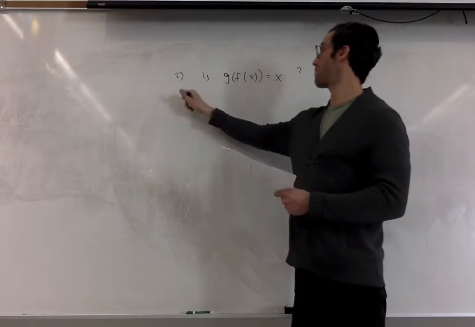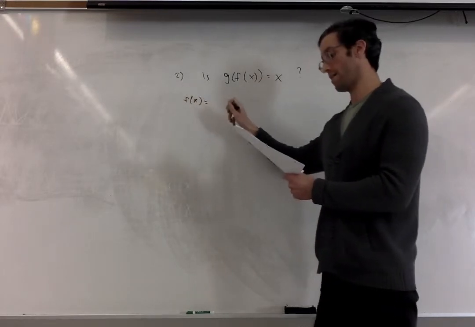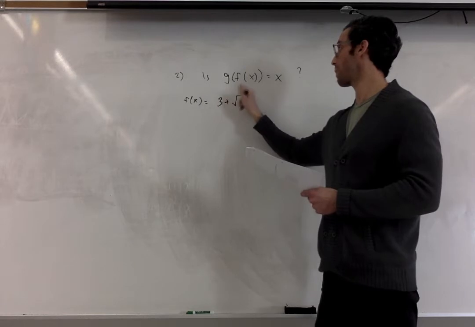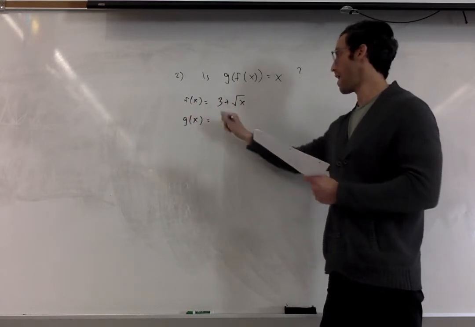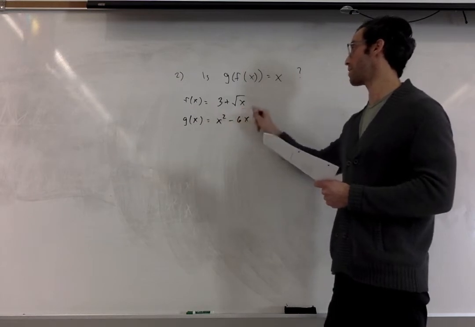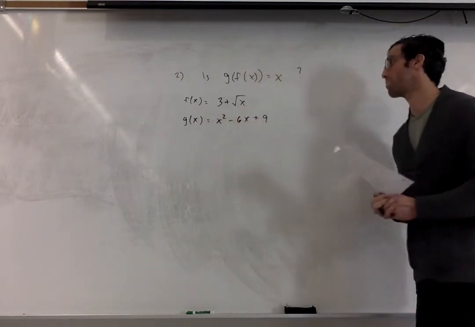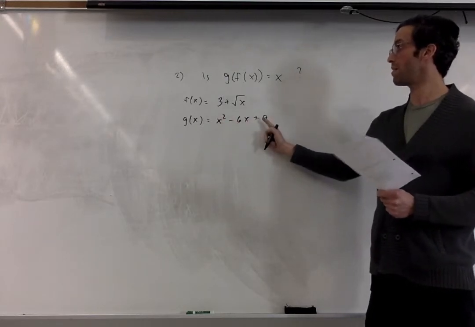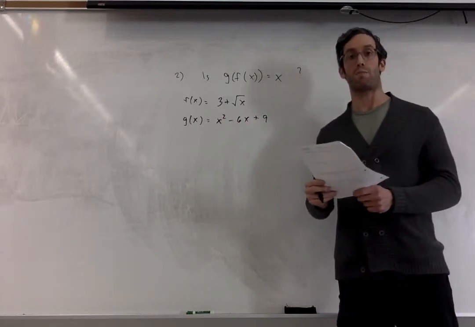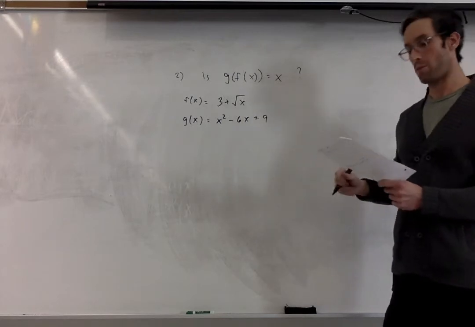So f is 3 plus root x, and g is x squared minus 6x plus 9, right? And you could factor this if you wanted, right? X minus 3 squared. That might be a smart thing to do here, but let's pretend we didn't do that.